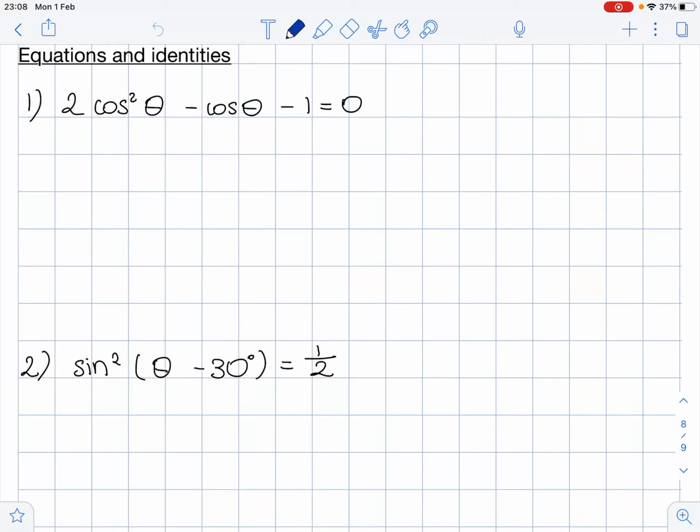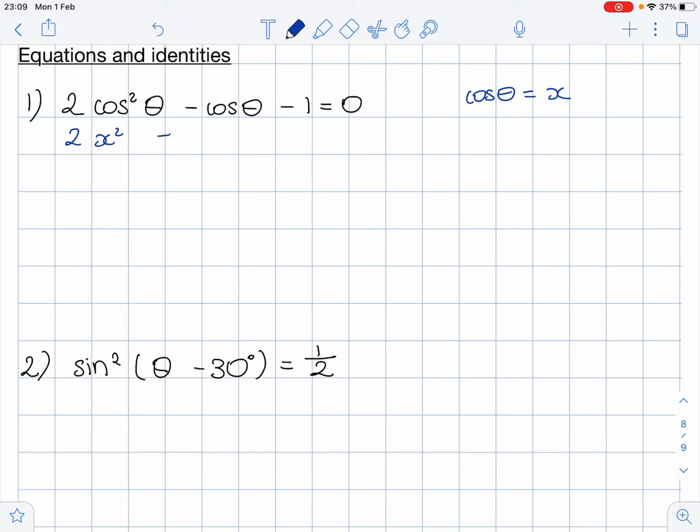Hello everyone, today we're going to look at how to solve equations with trig identities. So let's look at example 1. We have 2 cos squared theta minus cos theta minus 1 equals 0. This might look very complicated, but let's see if we replace cos theta with x.